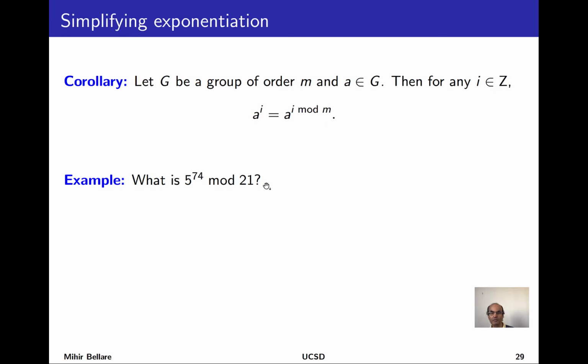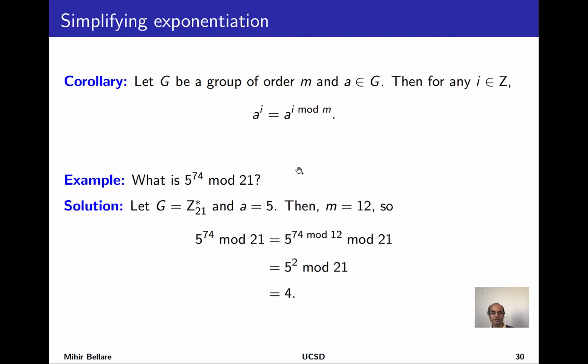What is M and where does the 21 arise? Well, we are working here in the group Z star 21. The 21 thus arises in our choice of the group G. And the M will be the order of that group. Luckily, on the prior slide we saw it was 12. So the solution is: let G be the group Z star 21. Let A equal 5 and M equal 12.